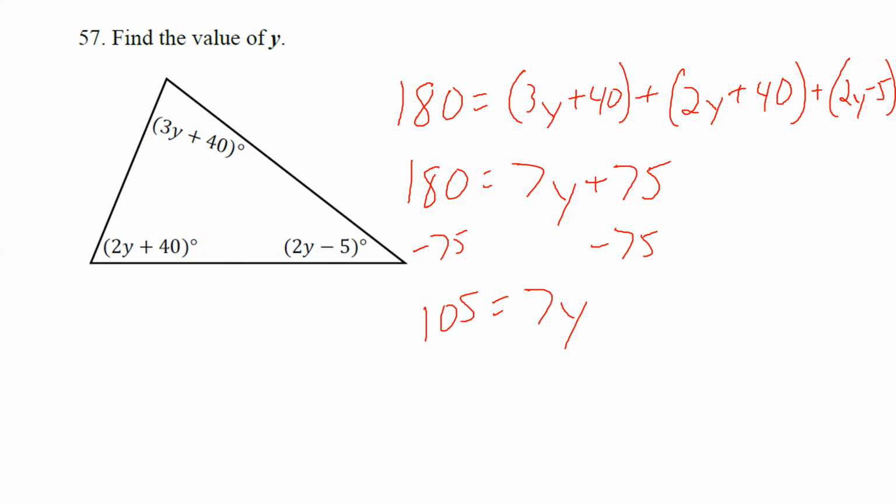And then we have to get rid of y by dividing. So divide off 7, I meant. So 105 divided by 7. Let's see, is that going evenly and all? Yeah, that's going to be y equals 15. And that's it.